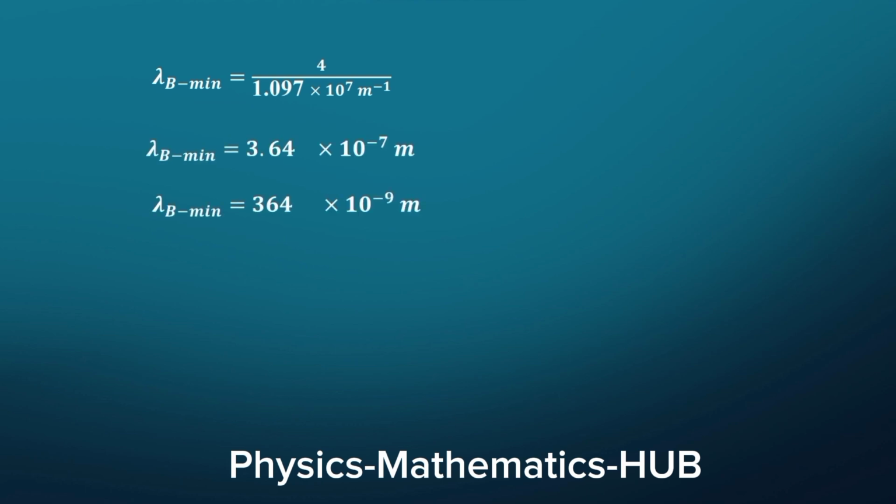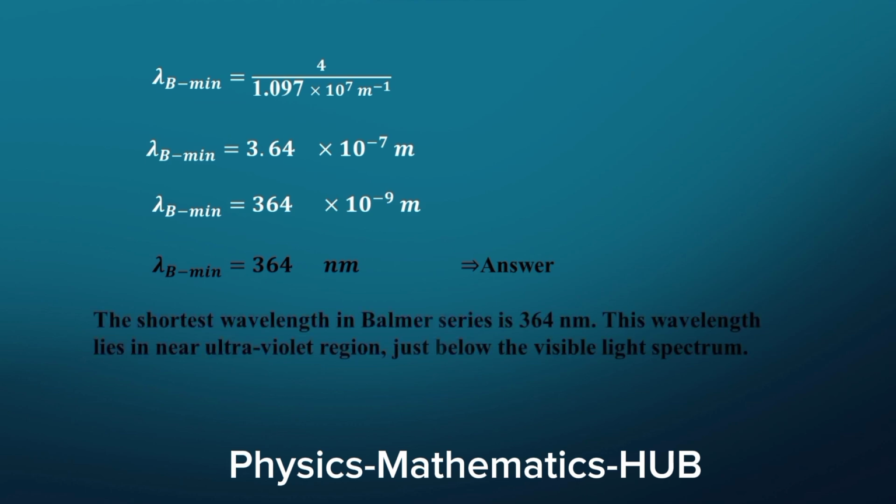Finally, we get 364 nanometers as the answer, which is the shortest wavelength in Balmer series. This wavelength lies in the near ultraviolet region just below the visible light spectrum.